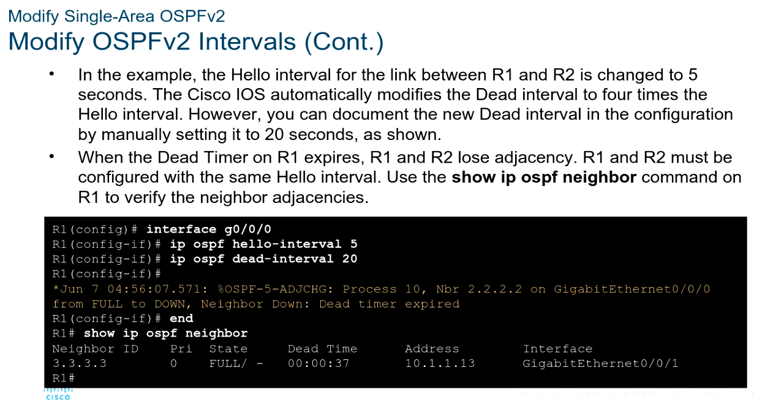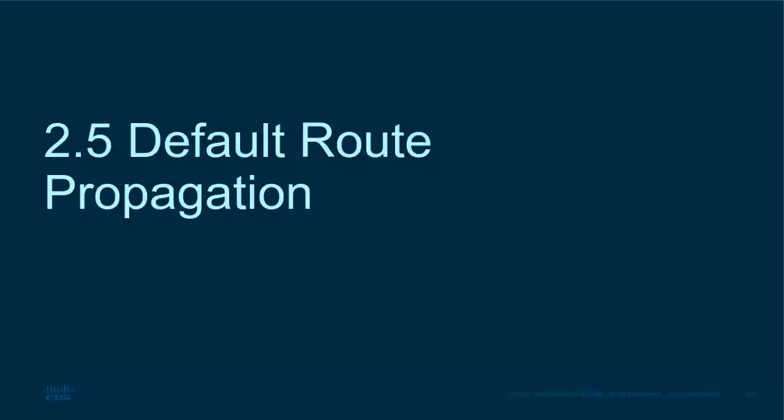He changed the hello interval to different times, and what happened immediately? They didn't match with each other, and the link went down from full to down on this neighbor. Until he goes to the other router and repeats the same exact command, they'll come back up again.